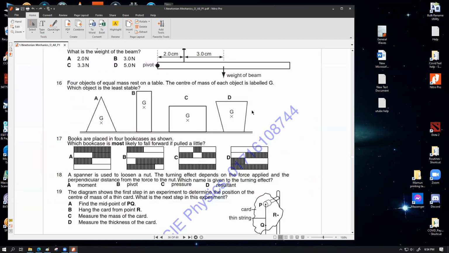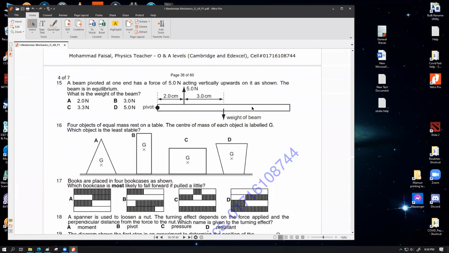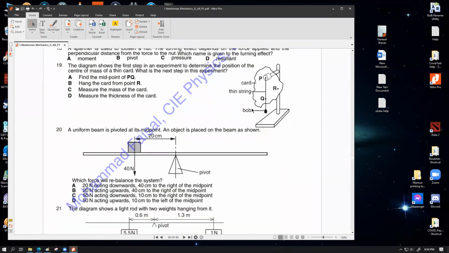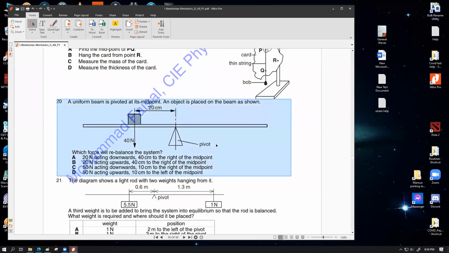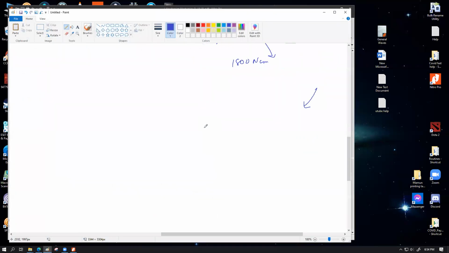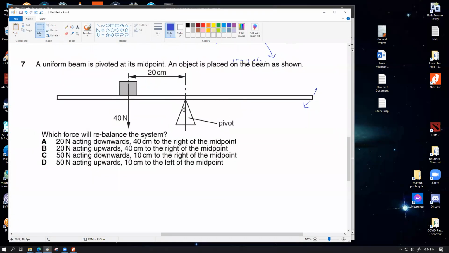If we go down the line, this page has a similar question, have a look. A uniform beam is pivoted at its midpoint, and an object is placed on the beam as shown, 4 Newton per centimeter. Which force will rebalance the beam? I want you kids to attempt this question right now. For those of you who did not attempt the paper, try to do this.